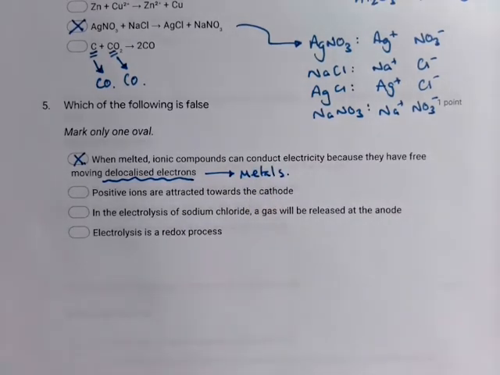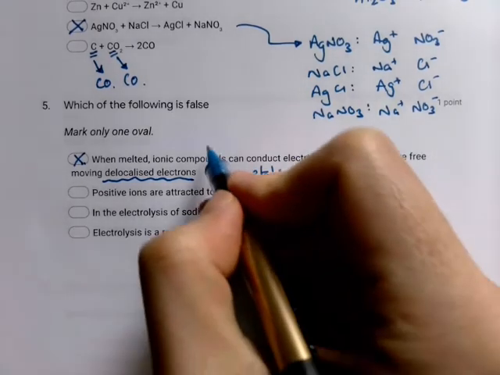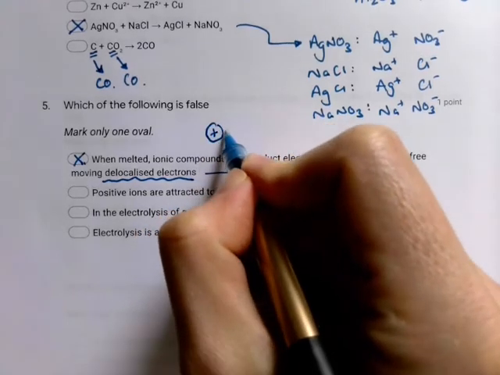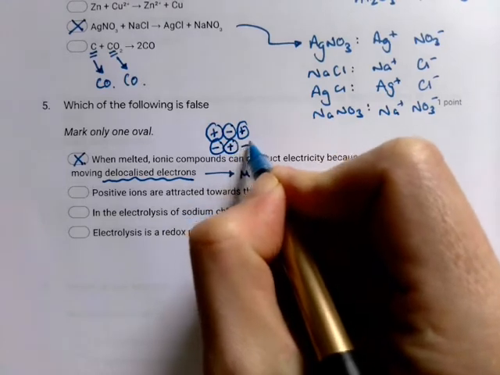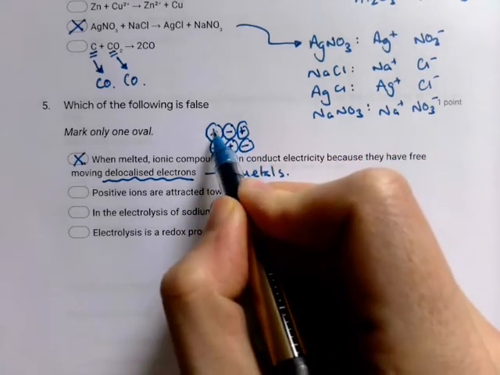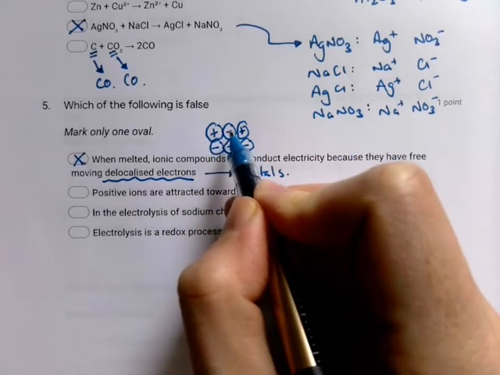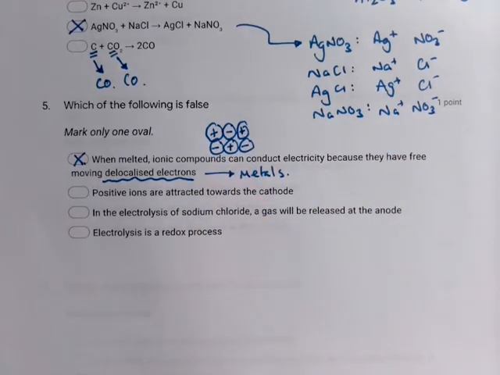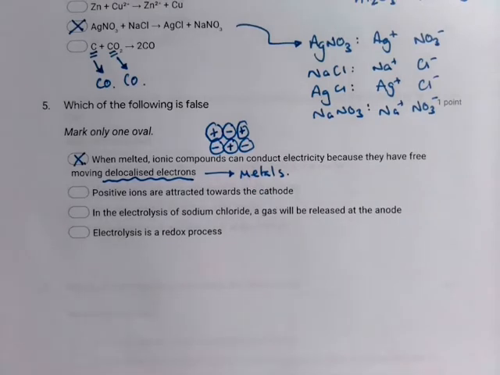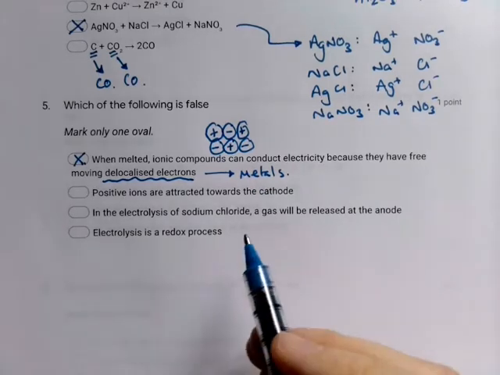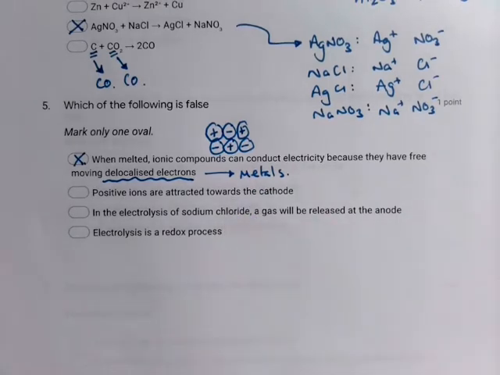It's what you get in metals, not ionic compounds. Remember, ionic compounds are these things here, positive and negative ions. There's no delocalized electrons. The electrons have transferred from one atom to another atom to give you a positive ion and a negative ion. So whenever you think about delocalized electrons, that's in the metallic structure. All right, so the rest of these are all true.